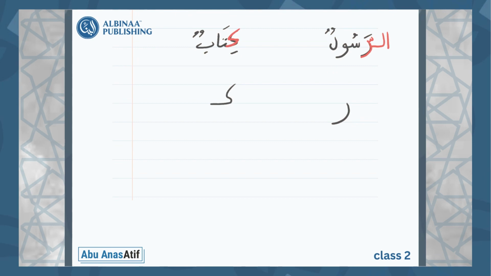Ar-rasul. However, on the huruf al-qamariyya, like in the word kitab, if I add alif and lam, I'm going to read the lam. So I'm going to say al-kitabu, you hear the al-kitabu. And in the word rasul, ar-rasulu. So you have your different moon letters and your different sun letters.